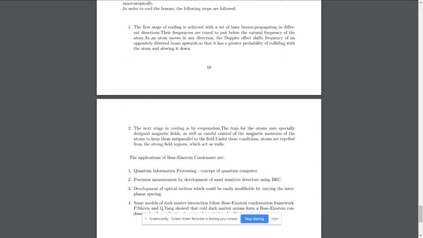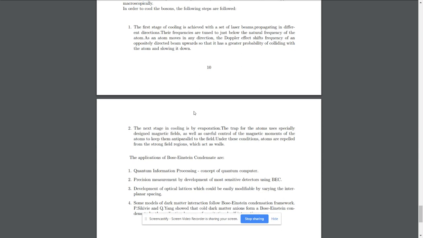So how do we condense bosons? The first stage in the condensation is achieved by laser beams propagating in different directions. Their frequencies are tuned to be slightly below the natural frequency of the atoms. As an atom moves in any direction, the Doppler effect shifts the frequency of an oppositely directed beam upwards so that it has a greater probability of colliding with the atom and slowing it down.